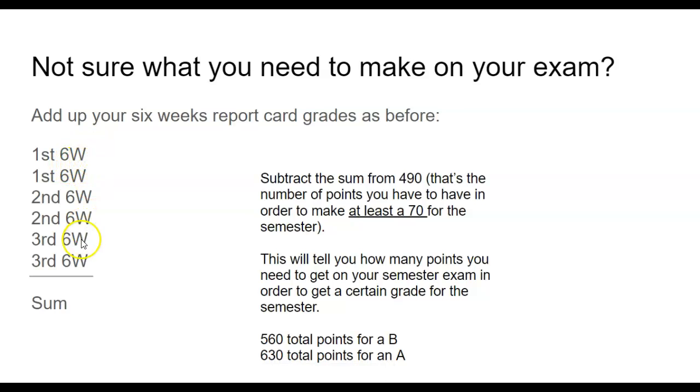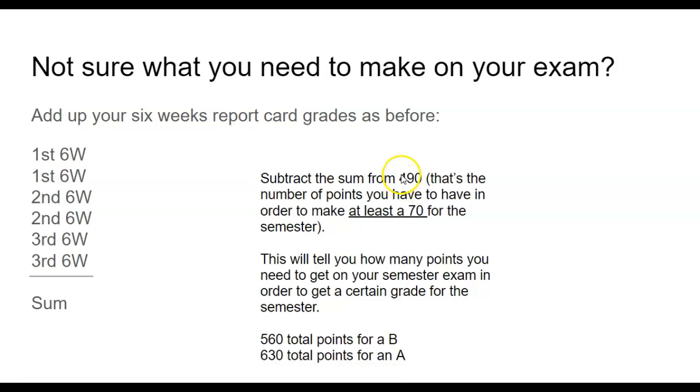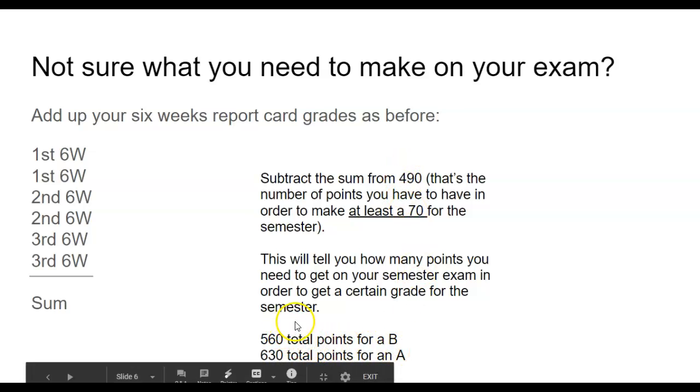So let's say you made a 90 on all 6 weeks. 90, 90, 90, 90, 90, 90. 90 times 6 is 540. And so you would just need to make a 20 on your exam to get a B, okay? Oh wait, that's not 540. Anyway, so you would just add those up and then subtract it from either 490 if you just want to make a 70, 560 if you just want to make an 80, 630 if you just want to make a 90 or better, okay?